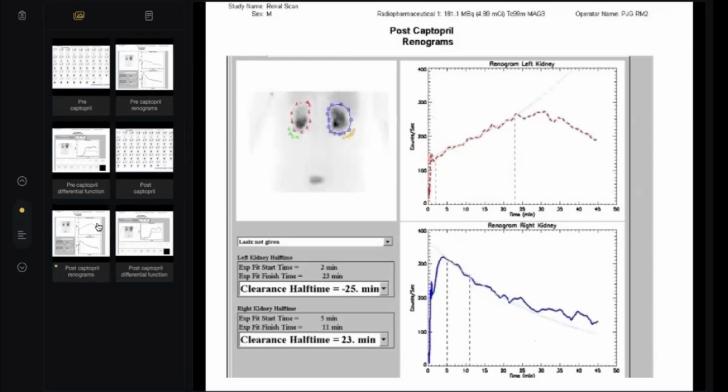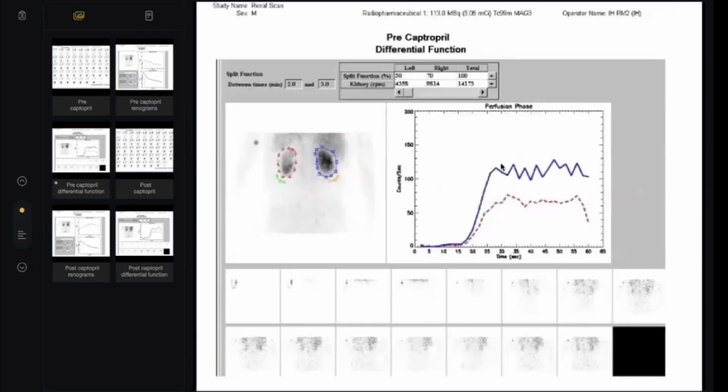Let's see the post-captopril. Oh, okay, before we see, this is pre-captopril differential function. What is meant by this, doctor? Differential function, I think this is related to the excretion of the tubules because the red dash lines are below the blue line, and the area under the curve of the red line is smaller than the area of the blue. This means the renal function of the left kidney is smaller than the renal function of the right kidney. Excellent.